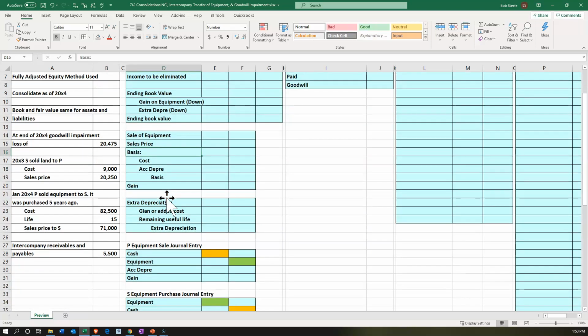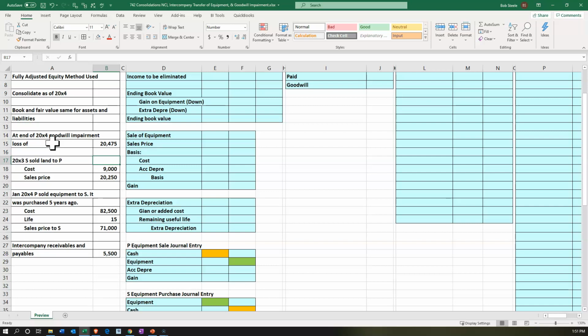And then at the end of 2000 X4, there was a goodwill impairment loss. So what does that mean? That means there must have been goodwill. So we'll calculate goodwill and we'll think about what that is. Goodwill can be on the books indefinitely unless impaired. We're saying it was impaired in the current year that we're consolidating. So we'll have to deal with that.